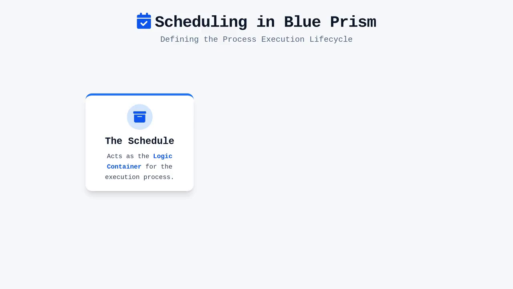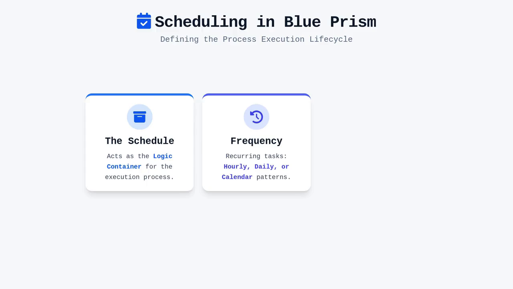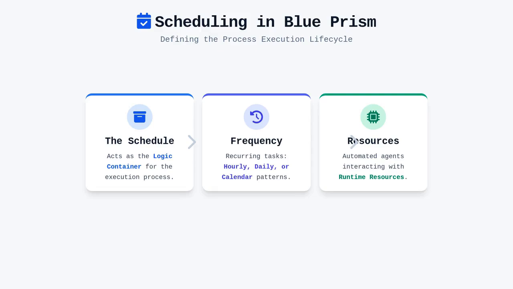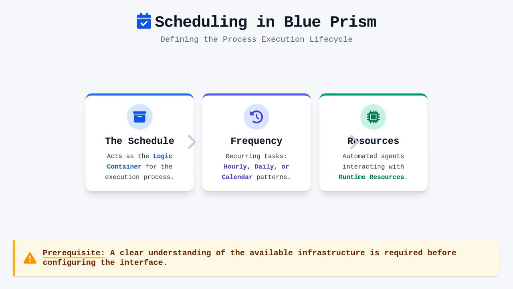Inside this container, you define the frequency, which could be hourly, daily, or based on more complex calendar patterns. The platform treats these schedules as automated agents that interact with the runtime resources you have connected to your environment, necessitating a clear understanding of the available infrastructure before you start clicking through the interface.